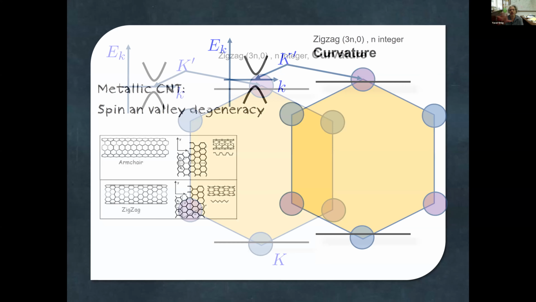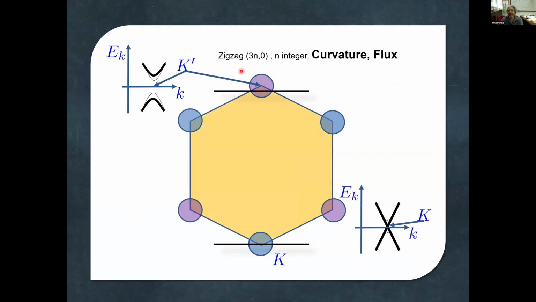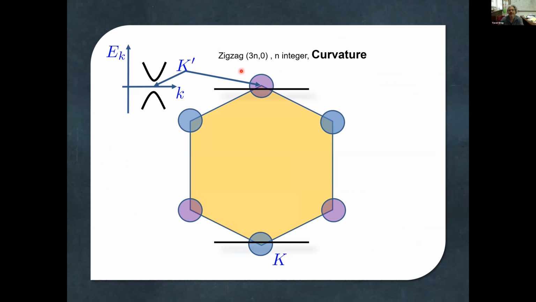So now I'm going to concentrate on the main thing. This is similar to the previous picture, but I just enlarged the part I want to concentrate on. So the curvature opens a small gap in a zigzag or any non-armchair situation. Now, when we put flux through the system, what the flux does is push these two lines downwards. Due to time reversal symmetry, the distance of this line from the Dirac point and that line from the Dirac point must be equal. They both have the same mass.